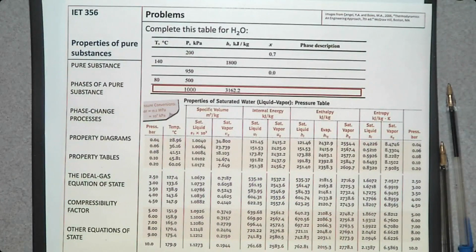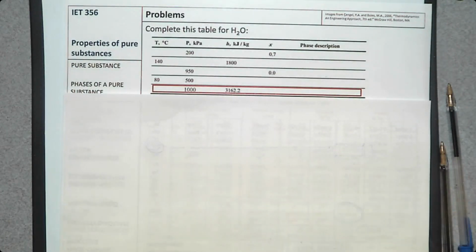This time we know the pressure, 1000 kilopascal. We know H, 3162. So what can we do? Do we know the phase change process? We do not know. So we need to make a property diagram. So what property diagram can we make? Pressure, temperature? Since we only know pressure, we can make TH diagram at this pressure.